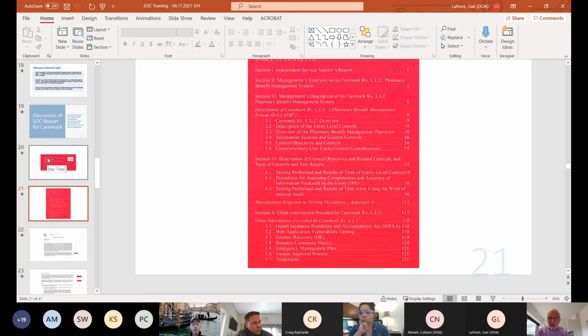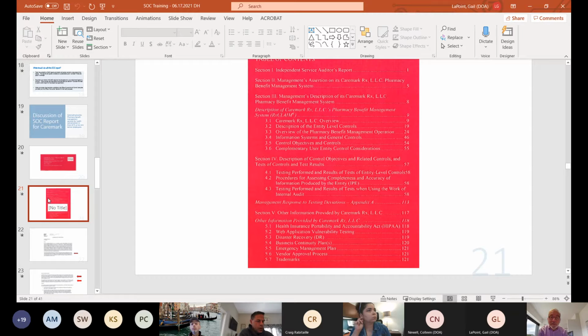On the next slide, and I apologize, this is not easy to read because of the color that it was in, this is the table of contents. As we outlined, Section 1 is the independent auditor's report. We'll show some examples of that. In this case, the report runs on for 3 pages. Section 2 is management's assertion regarding their systems.